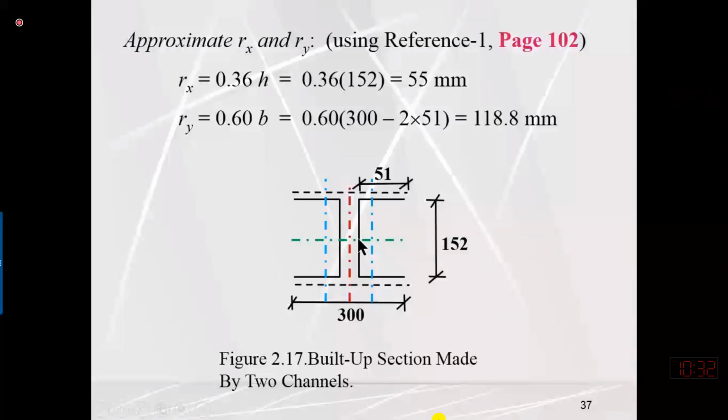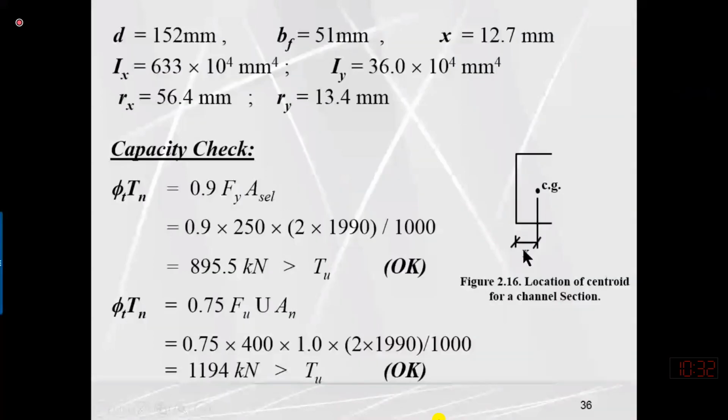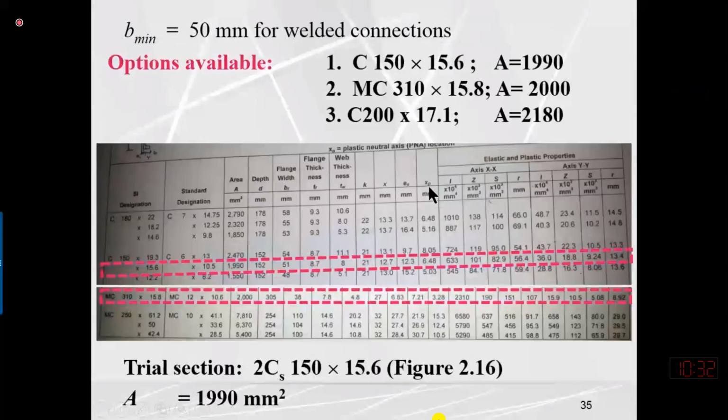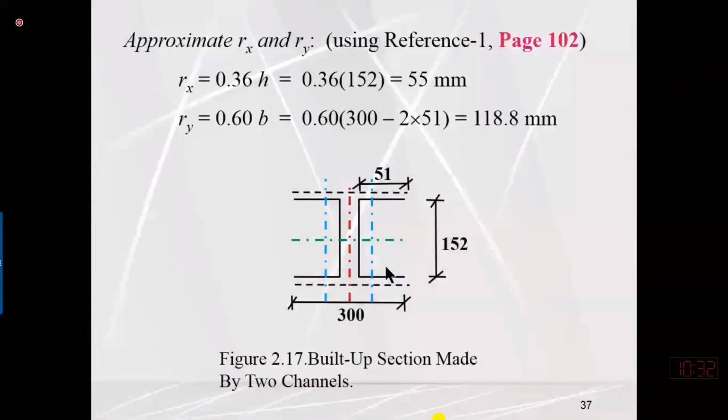And then from the channel edge to the centroidal location is the x bar, the centroidal location in x direction, which is referred to here as x. The x value we can pick from this table, which is 12.7. So the distance from here to here will be 99 plus 12.7, so this will be 111.7 from here to here.